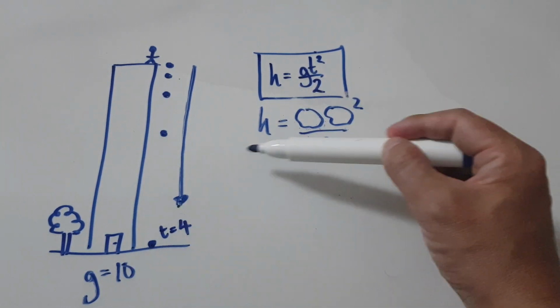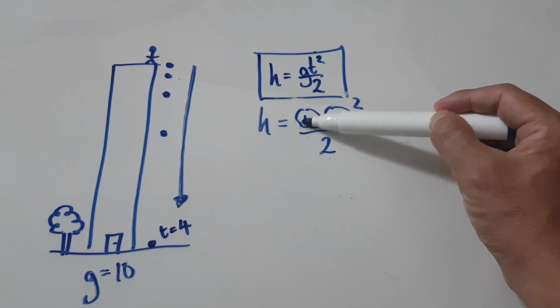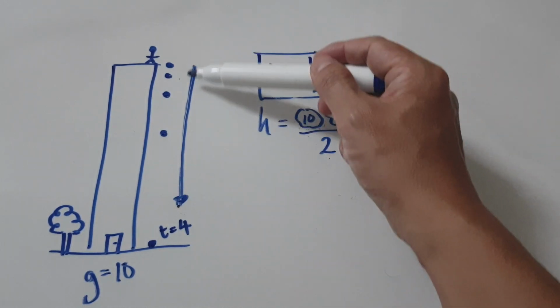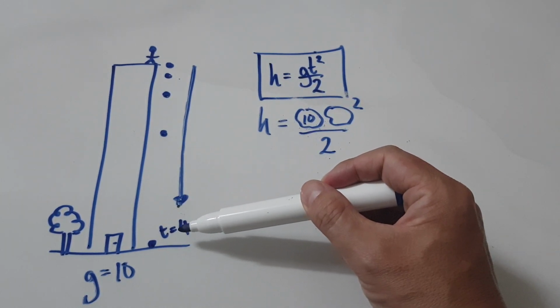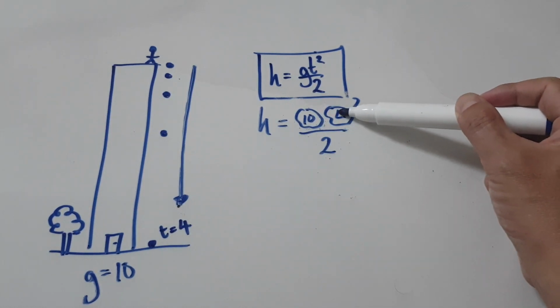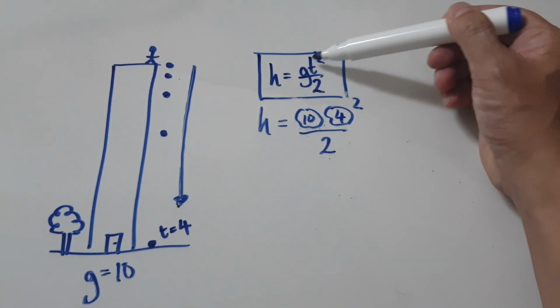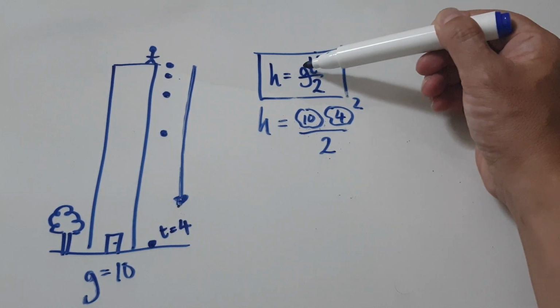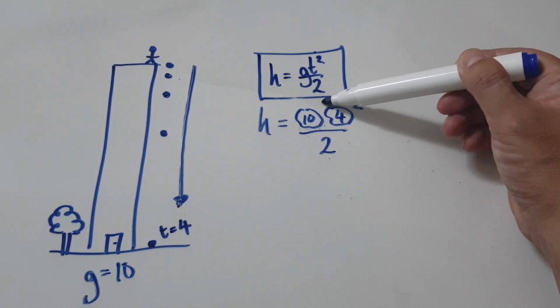And we know g is 10, so we put a 10 into the g, and the time it hits the ground is 4 seconds, so we'll put a 4 into the t. So remember, power is more important than multiplication, so you have to do this first.